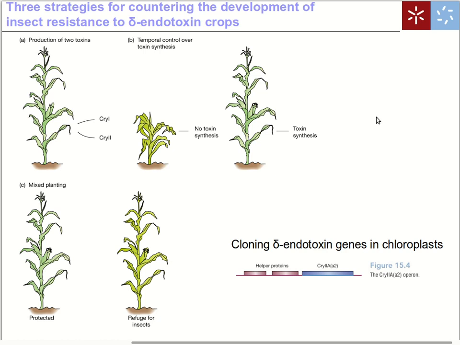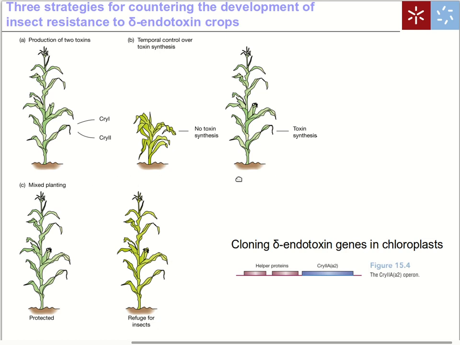This was an anticipated problem, and there are a handful of strategies that have either been tested or been suggested to avoid this. The first example here is simply expressing two unrelated toxins. The idea here is that it's unlikely that one insect is mutated in such a way that it will be resistant to two different toxins. The important thing here is that these should have some kind of mechanistic difference between them.